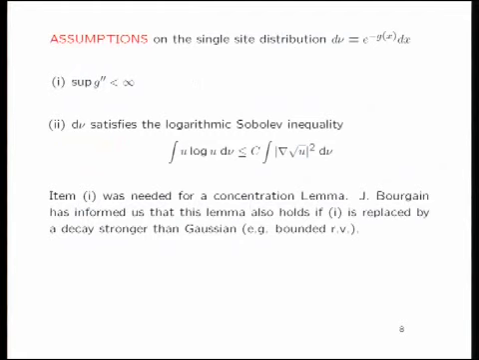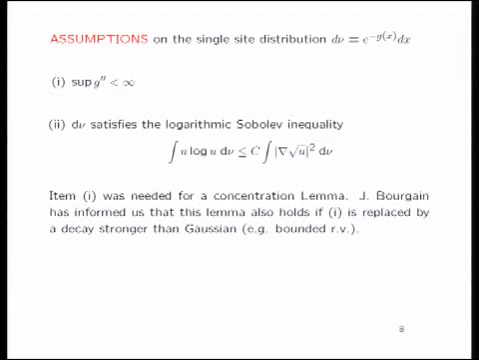So now, the assumptions: we need g double prime to be less than infinity. Remember, we have e to the minus g, so g double prime less than infinity. We also need that it satisfies the log Sobolev inequality in the following sense: u log u dnu is less than a constant times the gradient of u squared. This is called the log Sobolev inequality. This constant c has to be finite.